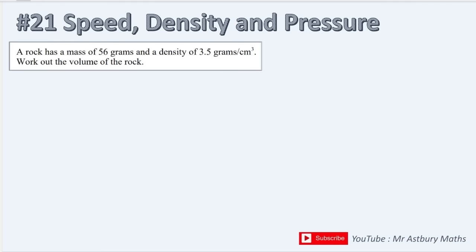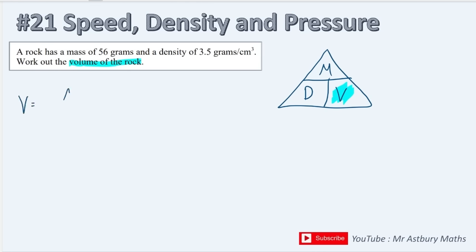Perfect. Next question is a volume, mass and density question. Again, I'm going to want a triangle here, and density, mass, volume is the triangle for this one. It's asking me to work out the volume of the rock. So I cover the volume, and that tells me I have to do the mass divided by the density. So I write volume is equal to mass divided by density.